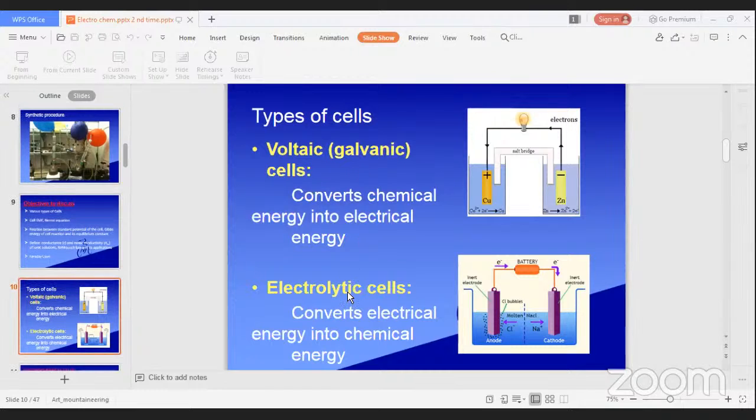And the second one is the electrolytic cell, which we have discussed. What is happening here is the conversion of electrical energy to chemical energy. This picture indicates that. Here, by using electricity, a chemical reaction takes place.